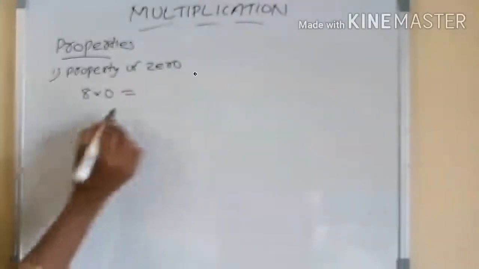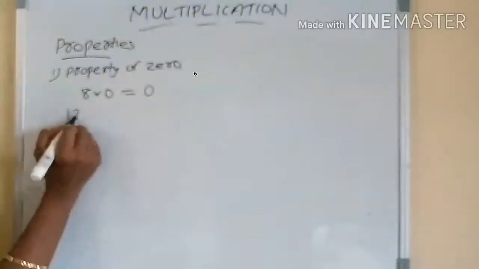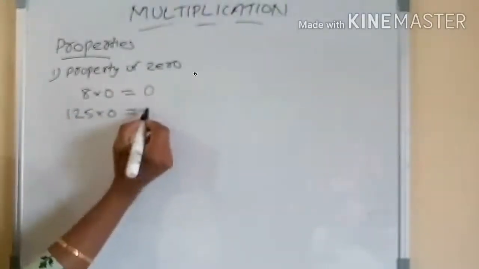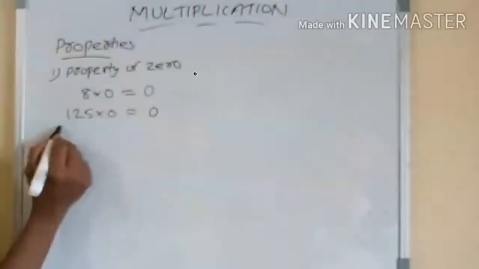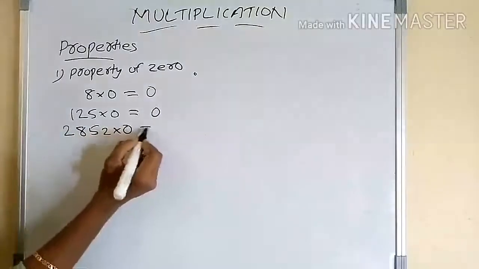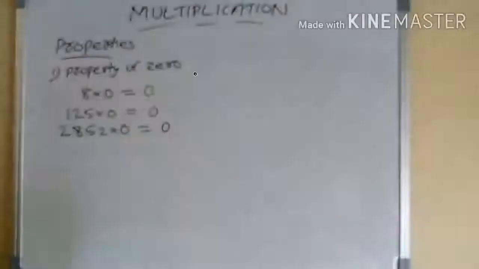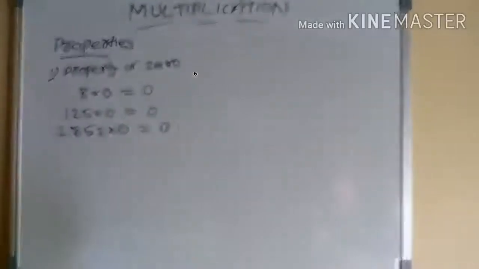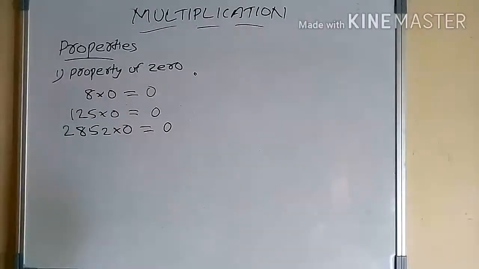So what is the answer? 0. 125 into 0. What is the answer? 0. 1852 into 0. What is the answer? 0. That is, any number is multiplied with 0, the result is always 0.